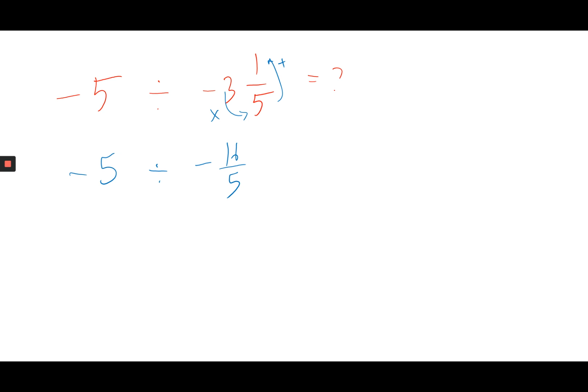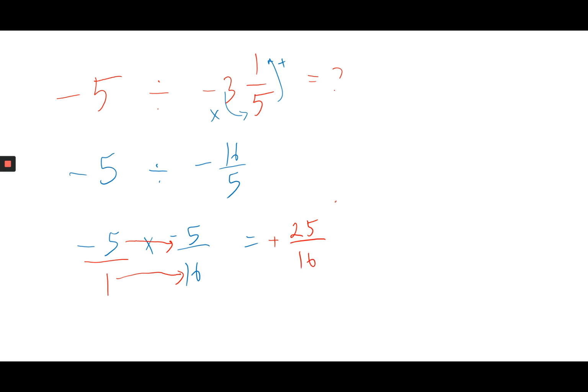How do we divide fractions? We just need to flip the second one and multiply. Don't touch the first one. Times, flip the second one, it's going to be 5/16. Don't forget the negative sign. Please remember, there is an invisible 1 under this negative 5. And then numerator times numerator, denominator times denominator. So we know that negative times negative is going to be positive. You can put a plus sign or you don't have to. 5 times 5 is 25 over 1 times 16 is 16.